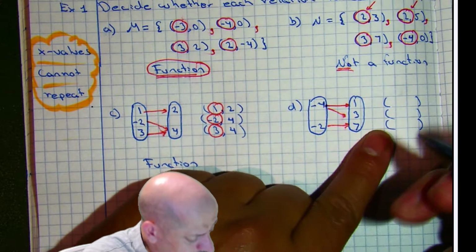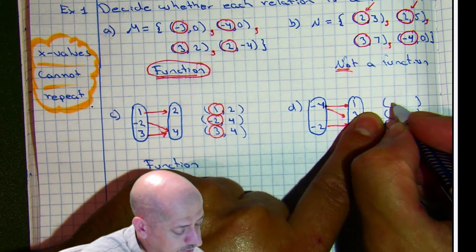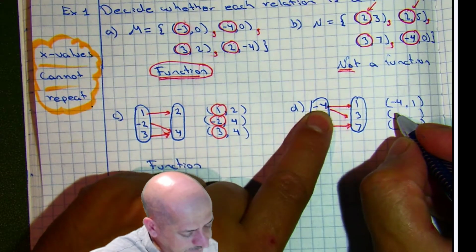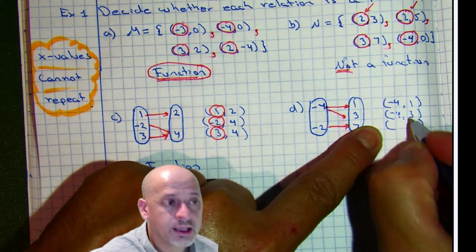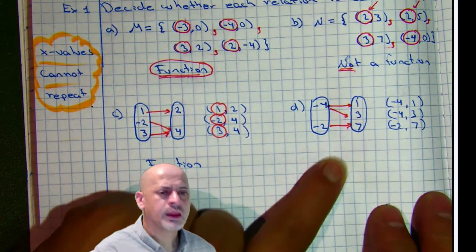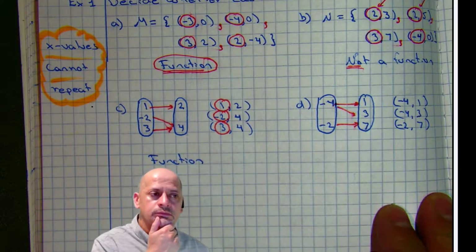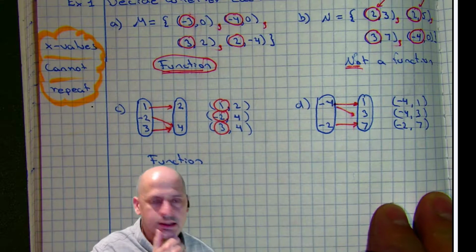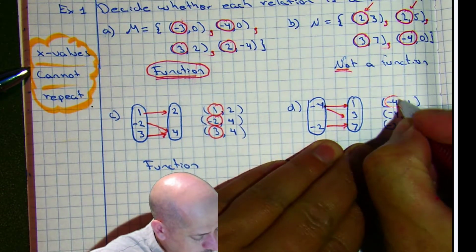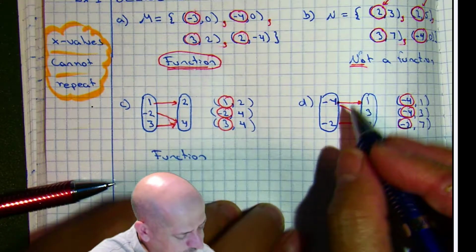So let's go through. You got it? At this point, you should have. So we have a -4 and 1. We have again a -4 and a 3. And last, we have a -2 and a 7. And now I need to decide, is that a function, yes or no? It is not a function. Why? Notice we have 2 -4s. So not a function.